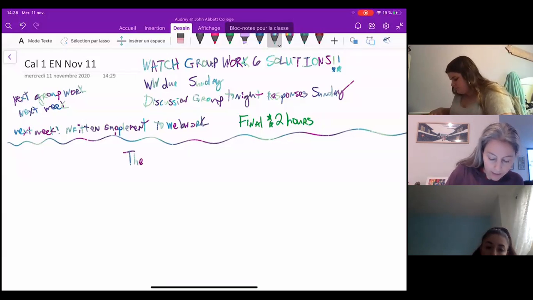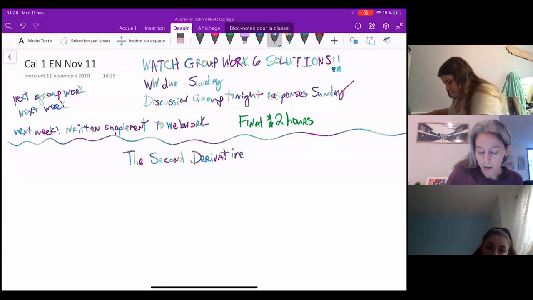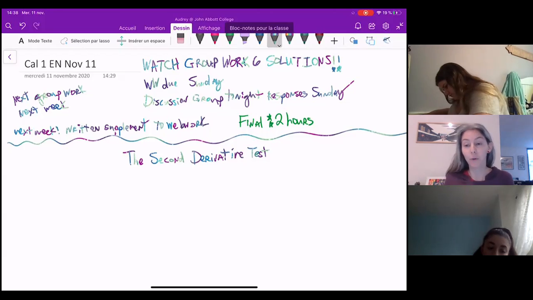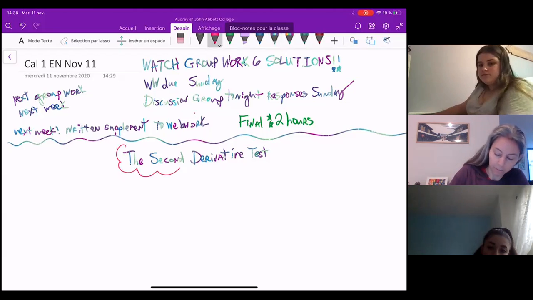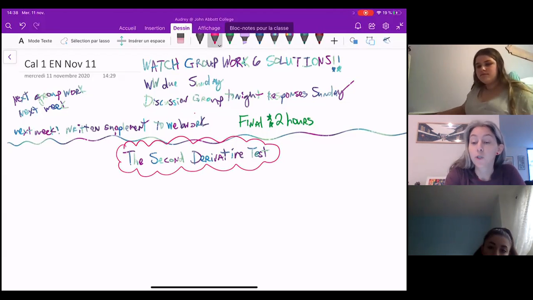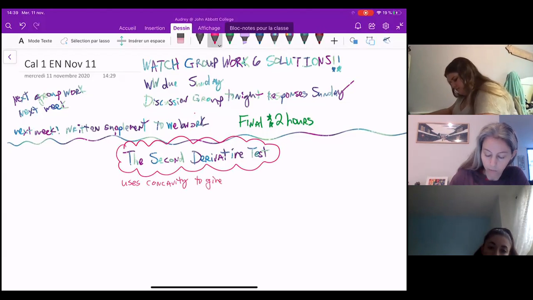Today we're going to learn a test called the second derivative test. And again, I've said this before, knowing the names of these tests is important because oftentimes the questions are asked by just telling you, apply the second derivative test. So the second derivative test uses concavity to give us information about extrema, about maxima and minima of the function. It uses concavity to give info about local extrema.